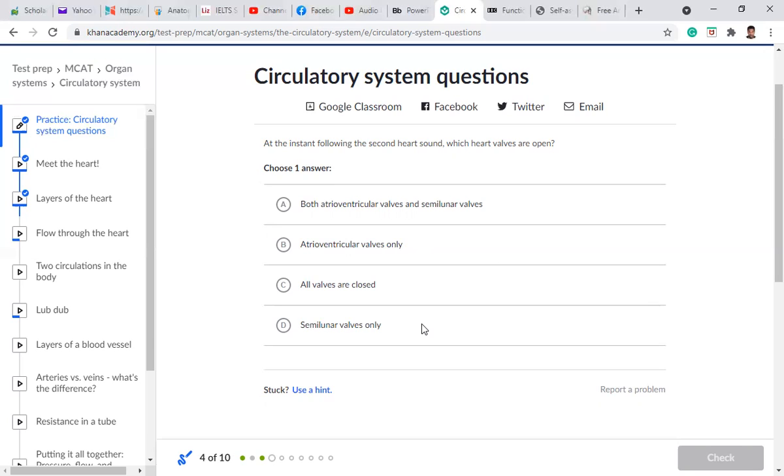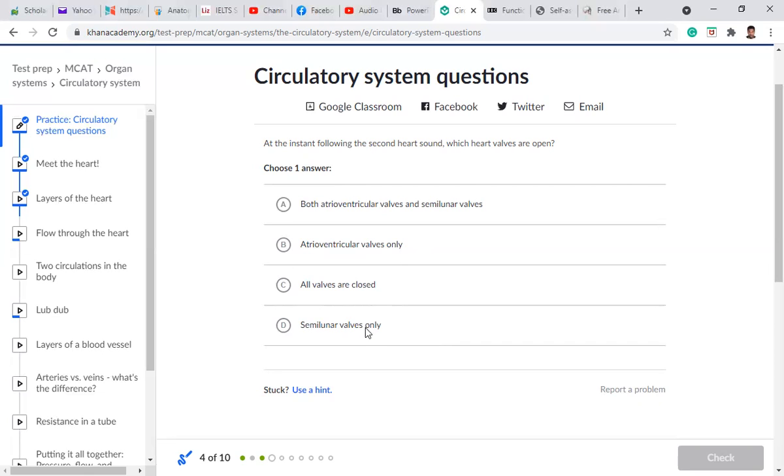But when you hear the sound, it signifies the closure of those valves. So if the valves open again at that instant, there could be a regurgitation of blood. If the aortic valve and the pulmonary valve open after you hear their closure, there will be a regurgitation of blood into the ventricles, but they were supposed to prevent a backflow of blood.